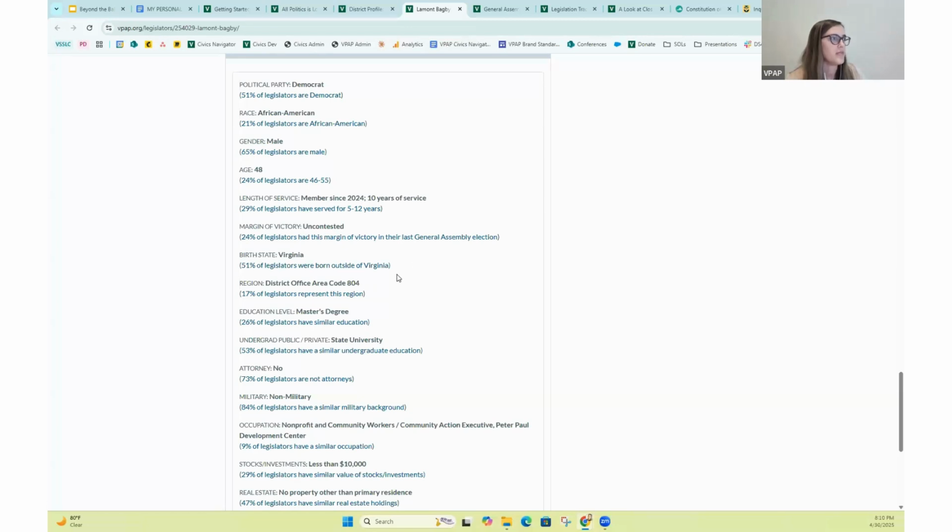even if we look at, 51% of legislators are born outside of Virginia. To what extent do we think that's important? I don't know. We could have a conversation about it. Or even looking at the original sources. And in some localities, you need to be born in the district, and for the state, obviously you don't. But how is that different?